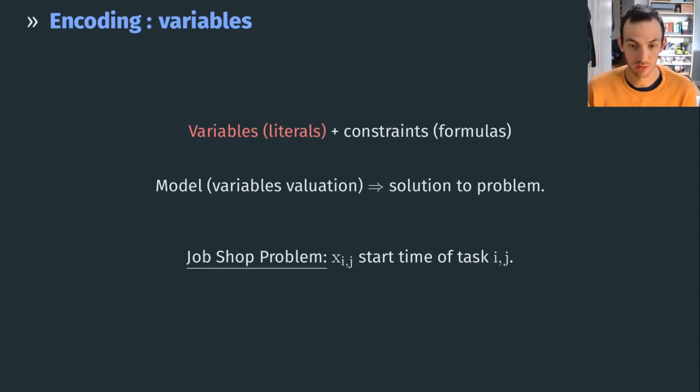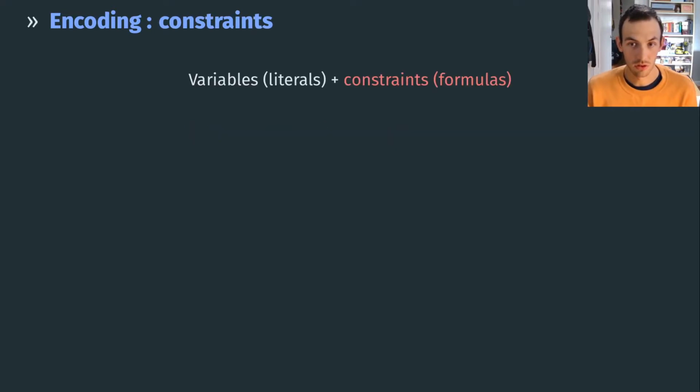And then you can construct the whole schedule because you know the duration of the tasks and you know on which machine the tasks have to be executed. Now that we have our set of variables, we're going to look at how we are going to encode the constraints of the problem. So the constraints are a set of formulas in linear integer arithmetic.